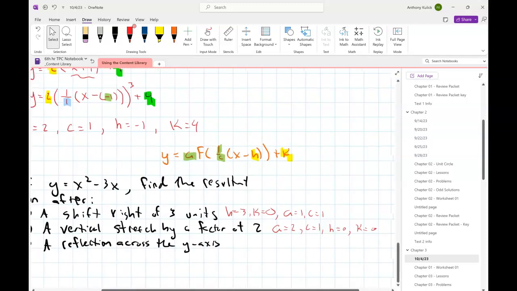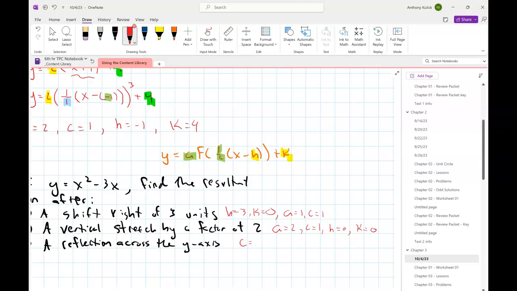And then the last one, a reflection across the y-axis. Which coefficient are we talking about there? C. What should the value of C be there? Well, it has to be negative. It has to be less than 0, but it doesn't tell us more, there just has to be negative. Well, is there any stretching or shrinking going on this step? No. So the absolute value of C still needs to be 1, but I know that it has to be negative, so C is negative 1. Is everybody okay with that?